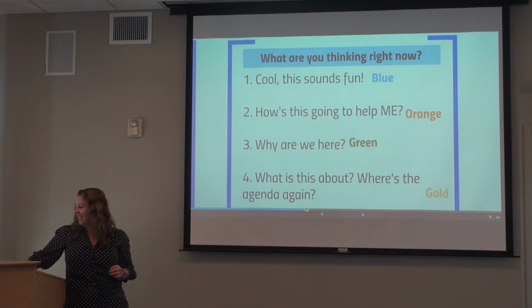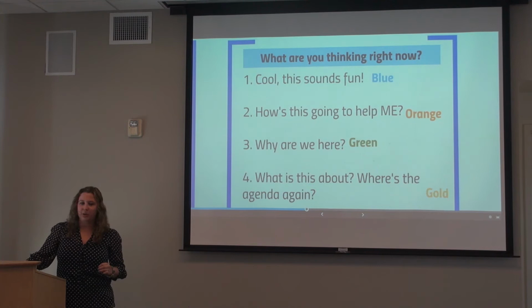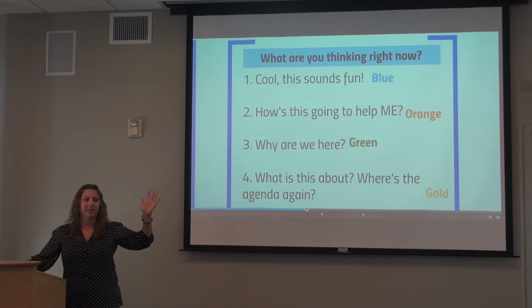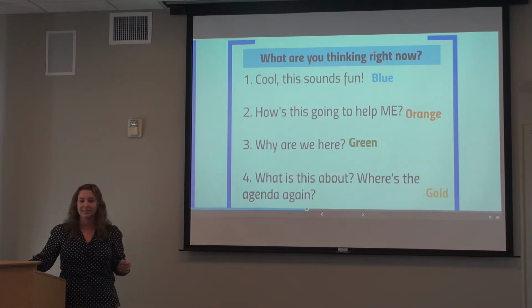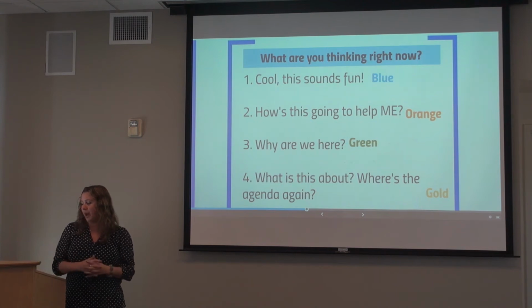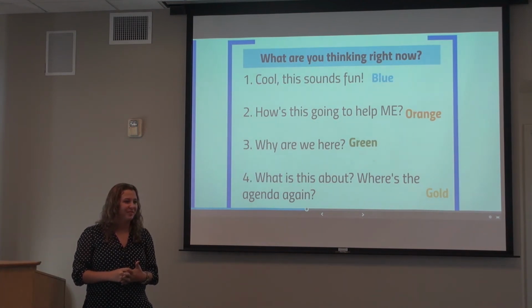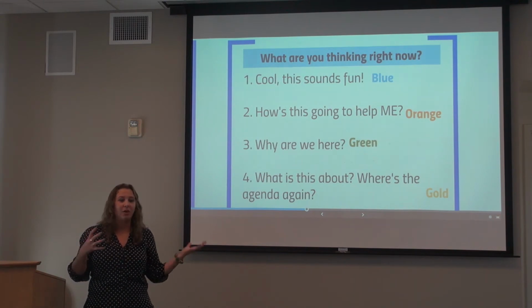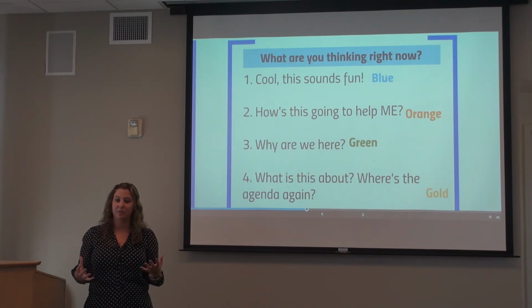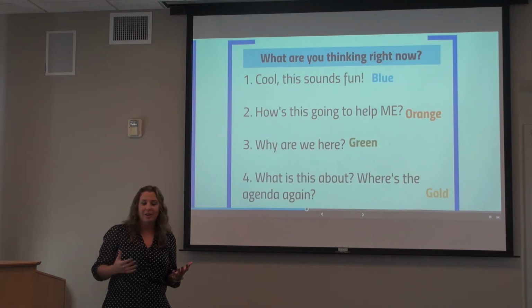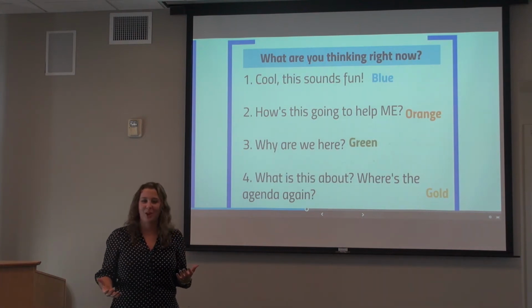Yeah. The next one, why are we here? Green. That's what I would have been thinking. Why are we here? Why are we doing this? Number 4, what is this about? Where's the agenda again? Okay. Did that align with your top score? Close. Okay. Yeah. The reason I wanted you to do this is because I didn't think that they all would align with your first highest score. And that's a good indication that we all have a little bit of each of these colors of communication in us. Also, I think it's good to argue with assessments too. They're not always accurate.